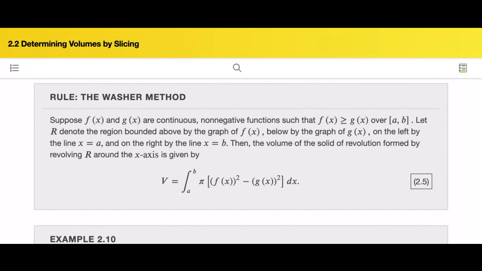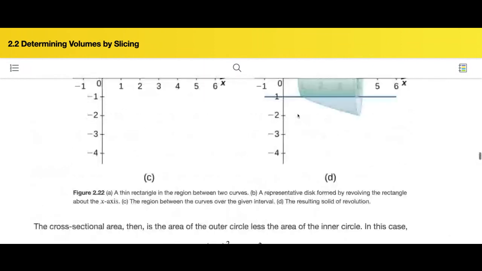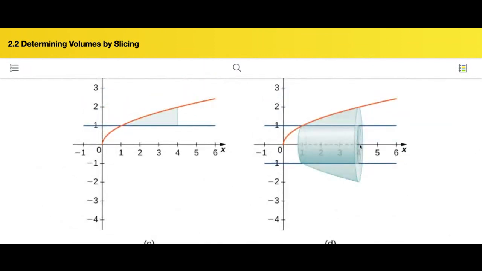Okay, Ali is asking a question. Isn't the square root of x for the whole thing, including the empty space? Yes, of course. That's why we subtract. Square root of x is the whole thing. The radius is from the x-axis up to the orange one. So we find the volume of the outside, subtracting the volume of the inside. You're exactly right.